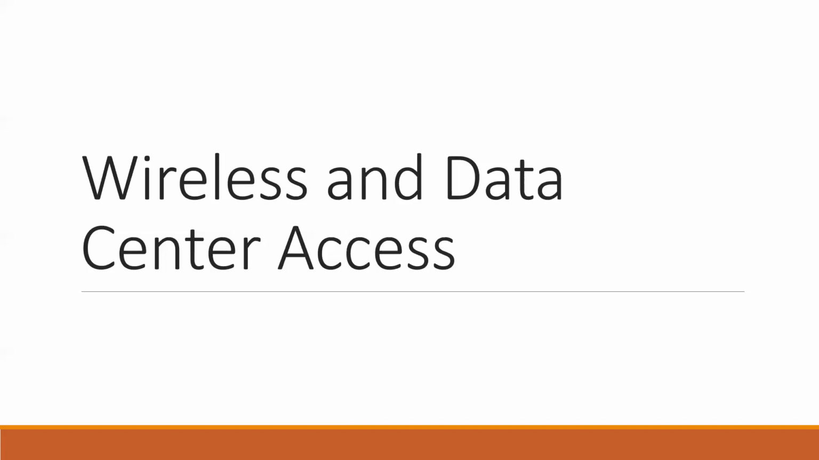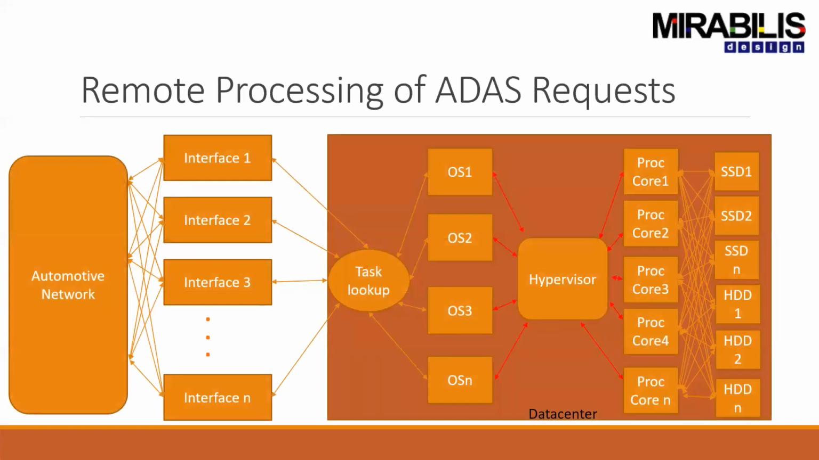So what are the bottlenecks in these scenarios? When I look at remote processing, there's my automotive network in the car on the left-hand side, which has multiple interfaces that go into the data center, where I could have a large number of processors, solid state devices, and multiple operating systems running on this hub.